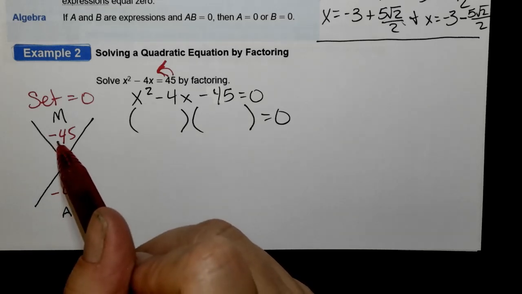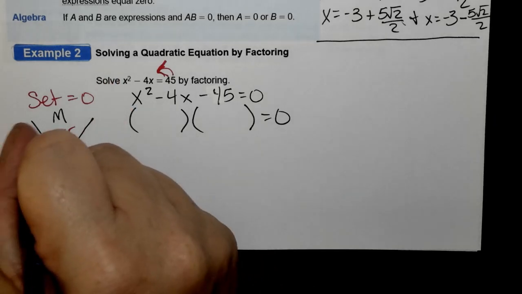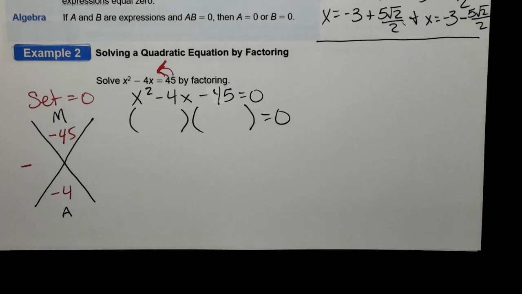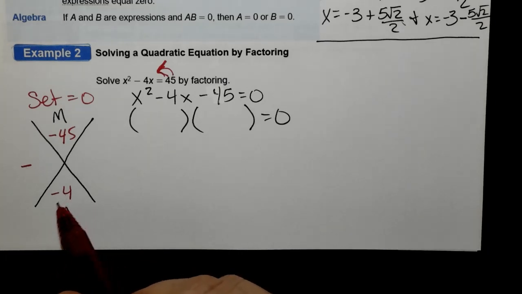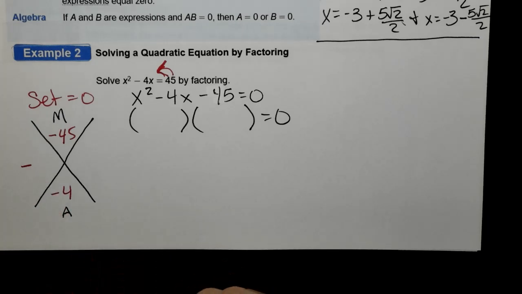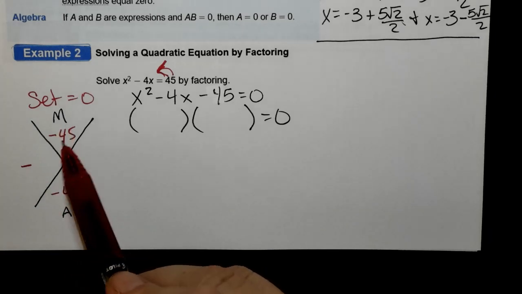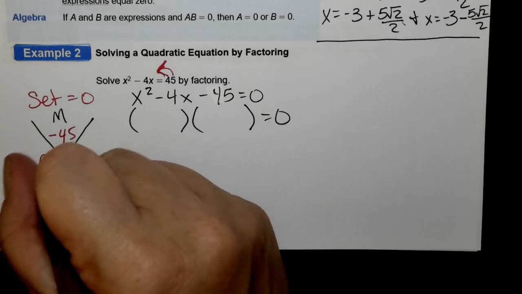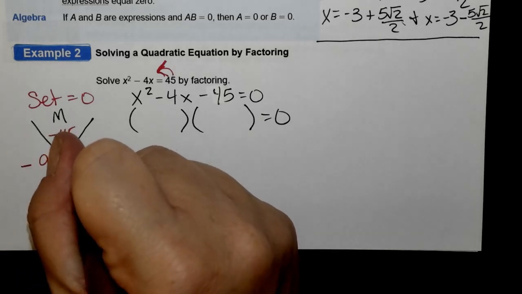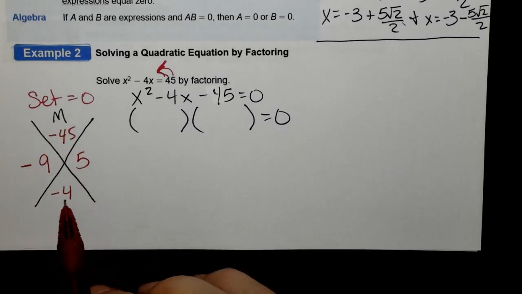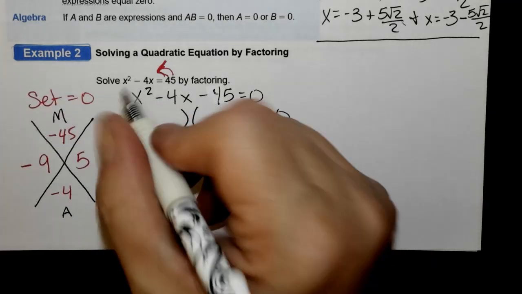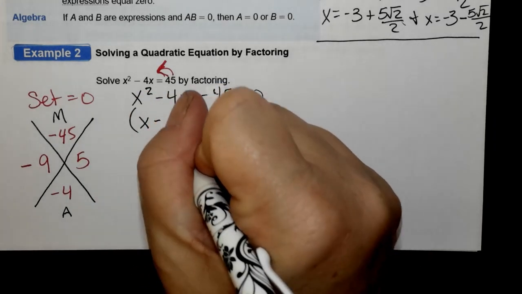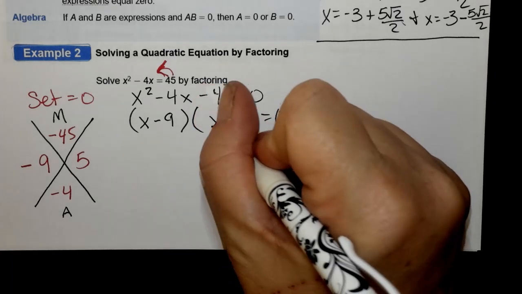Well, in order to get a negative in our product, that means that we must have had a negative in one of our factors. So if your sum is negative, that means your greater factor is the negative one. So two numbers that we can multiply to get -45 are -9 and +5. And if I add those together, I do get -4. So now I'm going to come over here to my parentheses and I'm going to put (x - 9) and (x + 5).